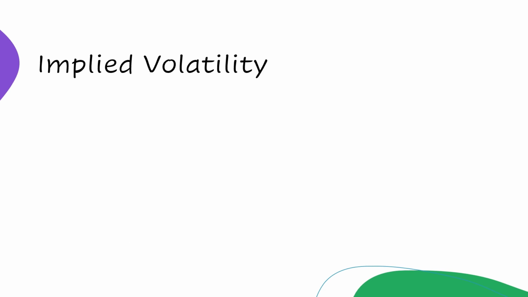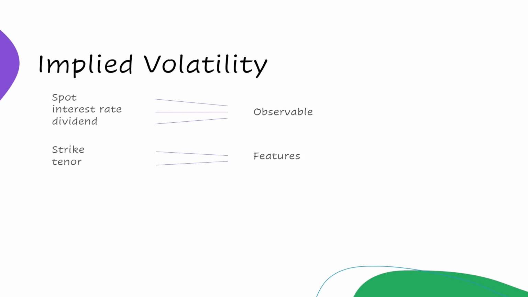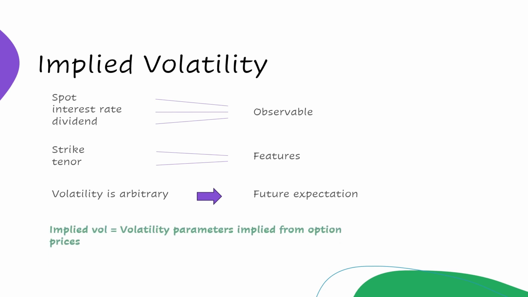Here we would like to talk about an important concept in option trading, the implied volatility. Recall from earlier, there are 6 parameters in Black-Scholes model. Among the 6 parameters, spot, interest rate, and dividend are observable in the market, while strike and tenor are features of the option contract. This leaves us volatility as an arbitrary parameter. Volatility parameter is the market participant's expectation on future volatility of underlying during life of the option. Implied volatility is the volatility parameter in Black-Scholes equation implied from option prices in market.